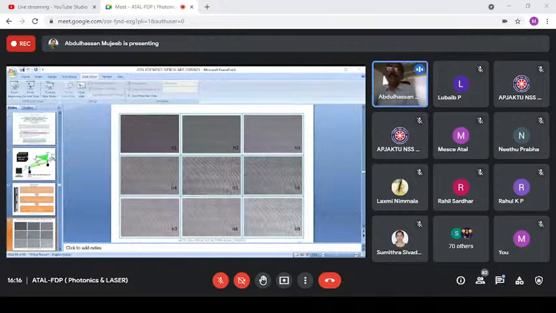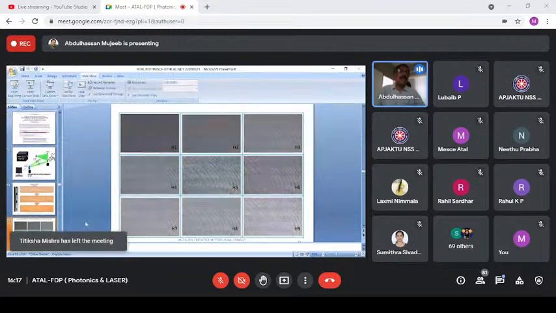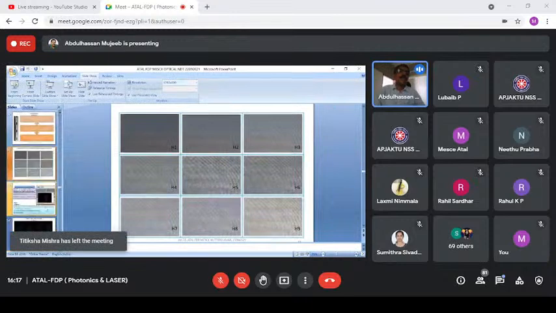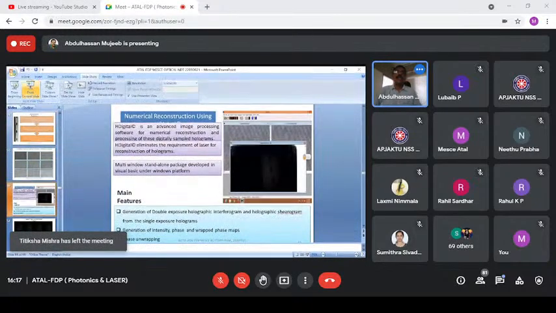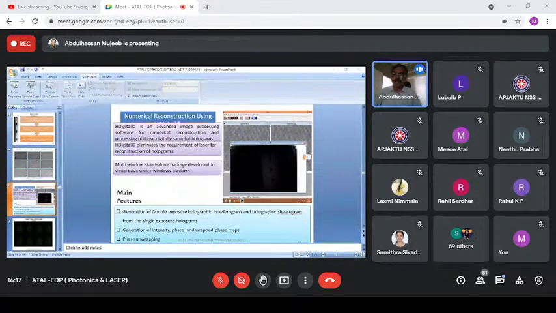Some of you may know about the Newton's rings experiment and air wedge experiments, the simplest interferometric experiments. Like that, in holography also, we get fringe patterns. These fringe patterns are what we call holograms, recorded at different temperatures, and we process them using different software, numerical reconstruction using H-digital software.